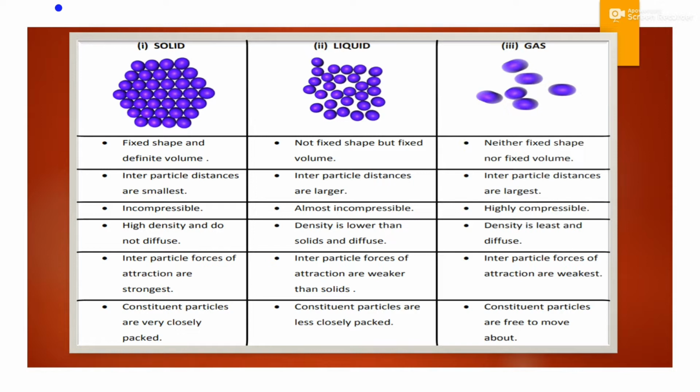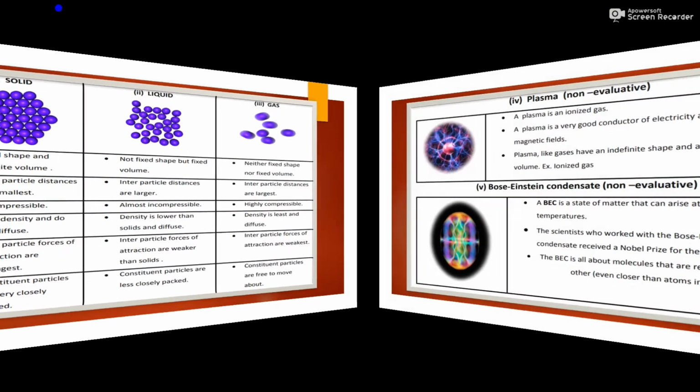In case of solid, interparticle forces of attraction are strongest, so it is very difficult to break a solid. In liquid, interparticle forces of attraction are weaker than in solids. In gas, interparticle forces of attraction are weaker still, so we can easily push gas and change its place by applying pressure. In solids, constituent particles are very closely packed. In liquids, constituent particles are less closely packed, and in gases, constituent particles are free to move about.